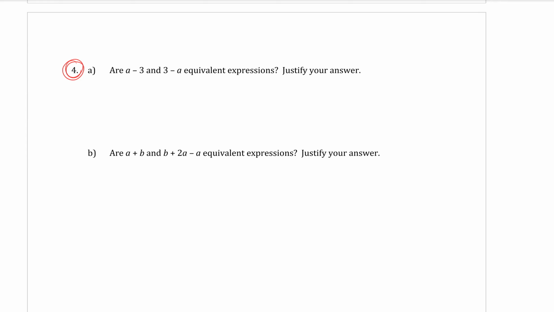Are a minus 3 and 3 minus a equivalent expressions? Remember, equivalent means are they the same? Now we said, what was the one we had before? It was a plus 4. A plus 4 and 4 plus a are the same. But is it the same if there's a minus sign in there?